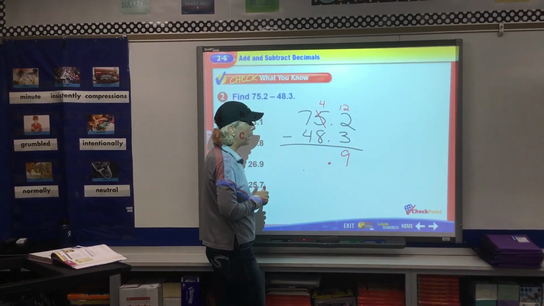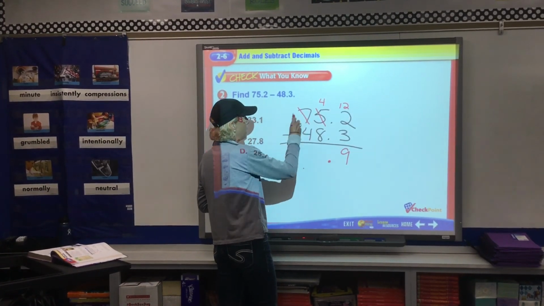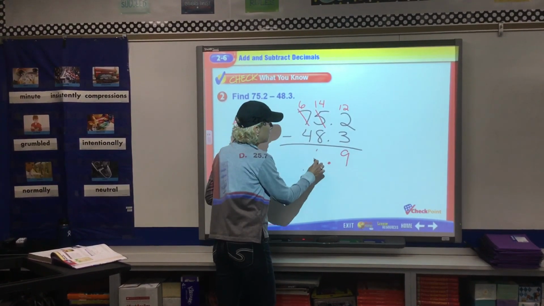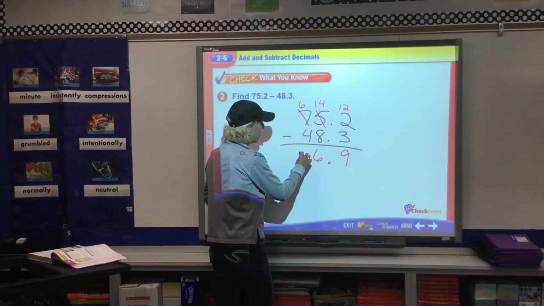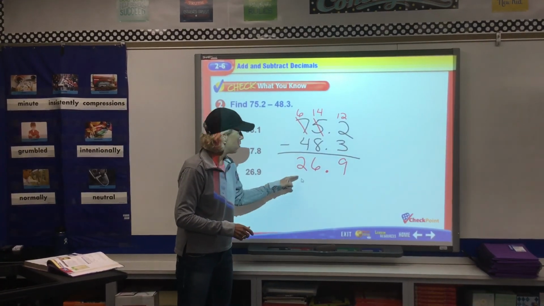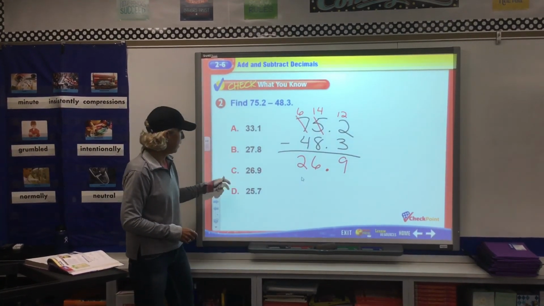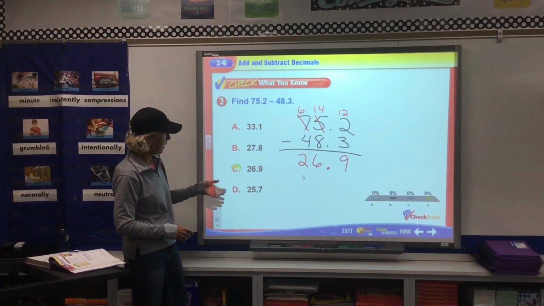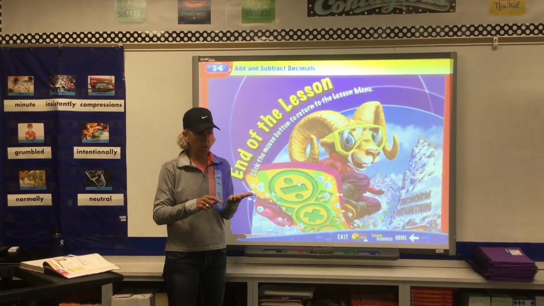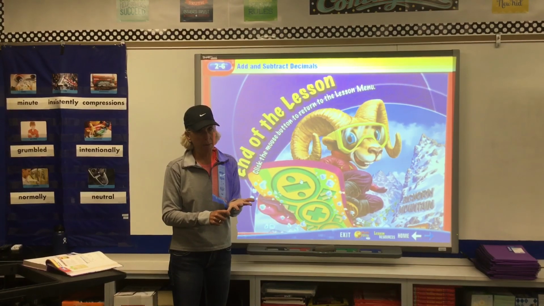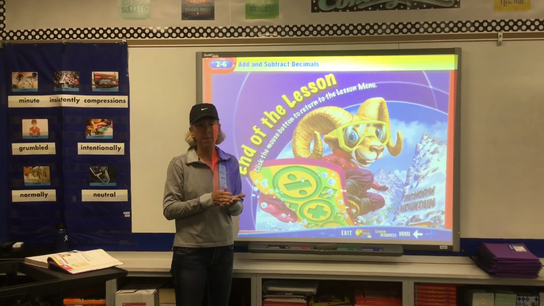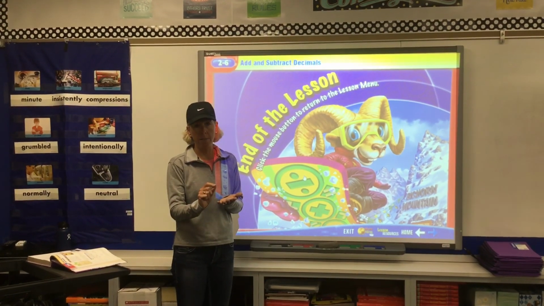Can I say 4 take away 8? No. So I'm going to borrow from the 7. The 7 becomes 6, and this becomes 14. 14 take away 8 is 6. 6 take away 4 is 2. So my final answer, when I'm finding the difference between those two numbers, is 26 and 9/10. I look over here, and I find it as letter C. Again, make sure that you double check to make sure that you've copied the problem correctly when you rewrite it, and then again you've lined up the digits according to place value, and you've also included your decimal in your final answer.